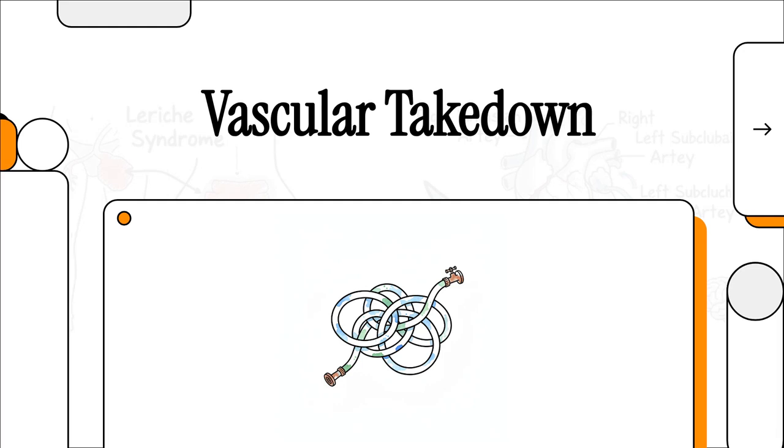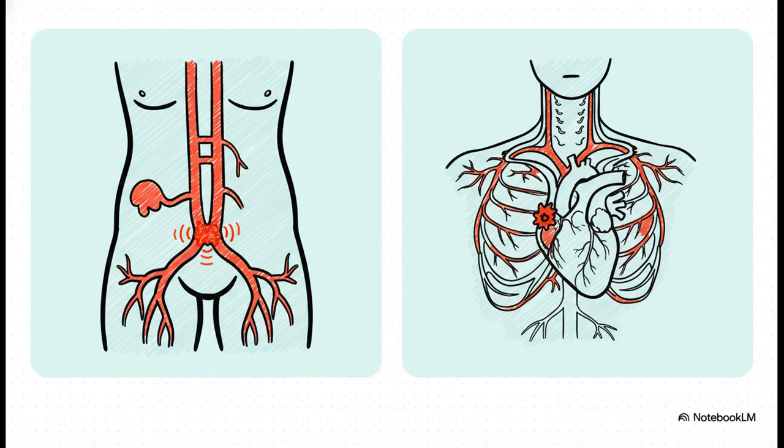Listen up. Today's mission is a high-speed takedown of two specialized vascular syndromes. This is all about anatomy, pressure, and flow. First target, Leriche syndrome. We're talking aortoiliac occlusive disease, right at the bifurcation. The key is the triad.